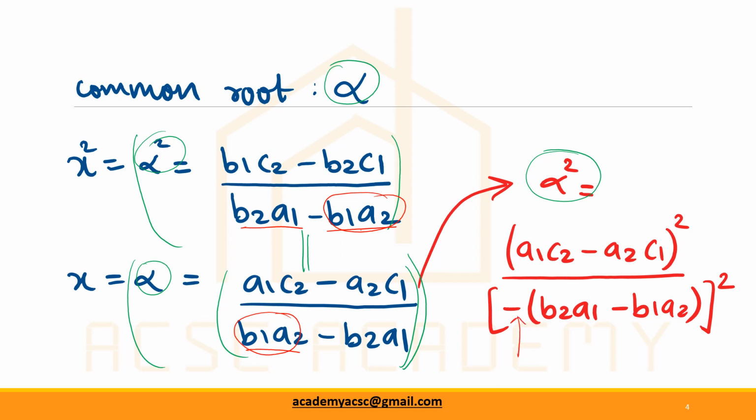Then both the denominators become the same and we will simply square them. So now this is also alpha square and this is also alpha square. So we can definitely equate both of them together, and then we will be able to get a relation between all the 6 coefficients. And with that relation, we will come to the conclusion whether or not we have a common root, what is the condition that needs to hold true if two quadratics have to have a common root. So let us compare these two and try to get that relation.